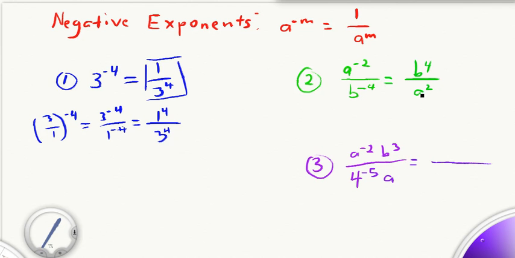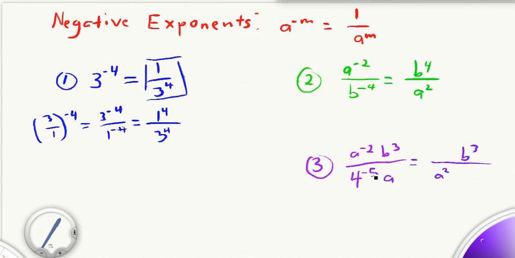Okay, so let's go ahead and look at what's on the top of what we have here. So we have a to the negative 2. Since it's a negative exponent, we know that that's going to go down on the bottom. So we're going to put a to the positive 2 down on the bottom here, okay? And then that b cubed, that's a positive exponent, so it doesn't move. We're just going to leave that b cubed up top for right now. Okay, so now we've dealt with the top. Let's look at what's on the bottom.